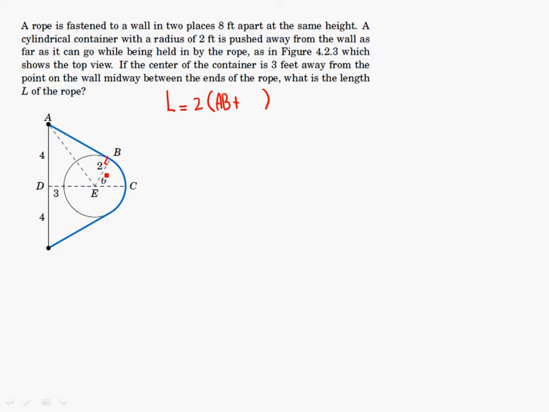And then what's the distance BC? Well, that's an arc length, right? So we have a formula for that, and I need to find some information about BC. I already know the radius. Michael just said that that's 2, so that will work for that part. I just need the central angle.